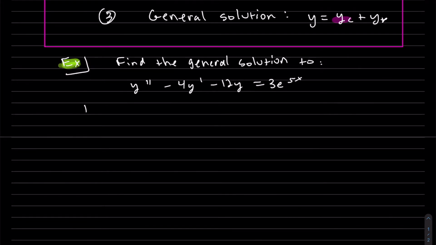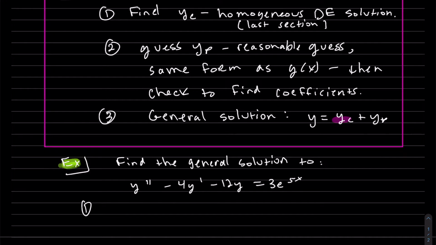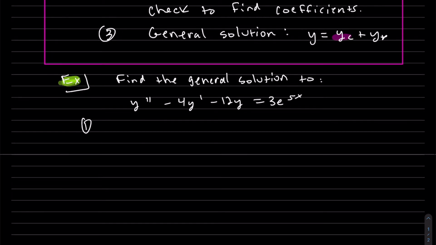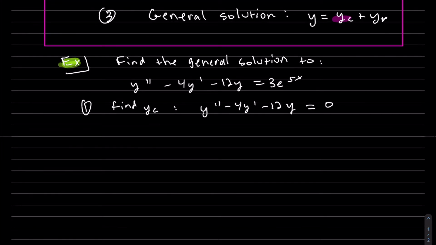So the first thing we do, looking at our general method, is we find yc, which means we ignore g of x. So we take the left side and set it equal to 0 instead of our g of x, and we solve for it. Since this is constant coefficients, we can use the previous method of solving for constant coefficients. So we're going to let y equals e to the rx.